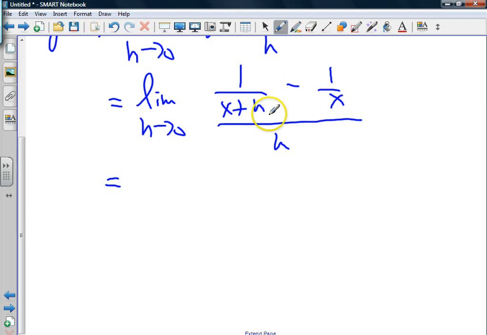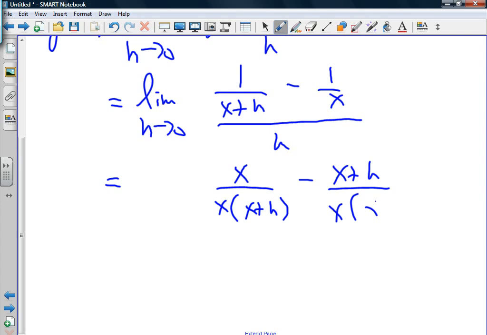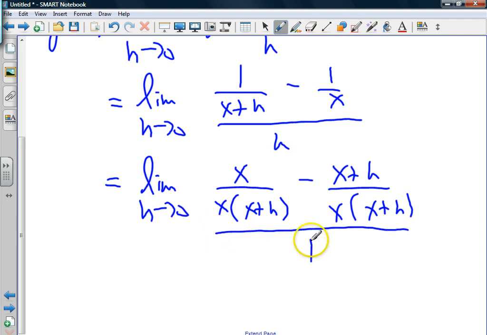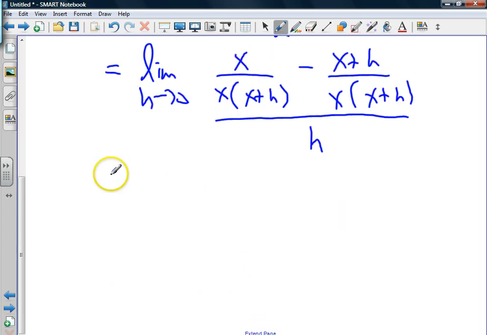So multiply top and bottom by x. So I get x over x times x plus h, minus. Multiply top and bottom by x plus h. So I get x plus h over x times x plus h. So do you have a common denominator? So can you subtract? How do you subtract two fractions of the same denominator? Just subtract the numerators and keep the denominator. All right. So what is x minus x plus h?